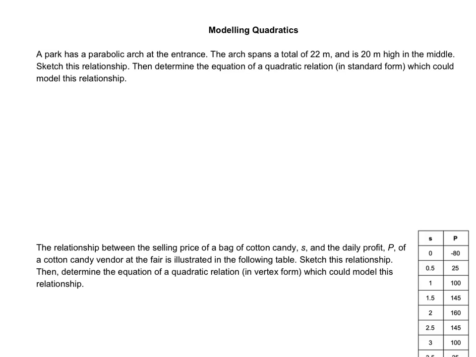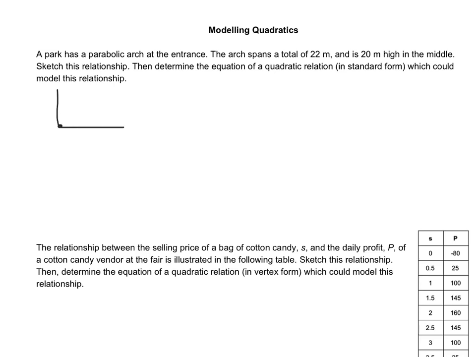So from this, the 22 meters is the width of the base. So that's how far apart you might say that the zeros are. And then 20 meters is that optimal value, which relates to the vertex. So it says sketch this relationship, then determine the equation of a quadratic relation in standard form, which could model this relationship. So let's start off with our sketch.